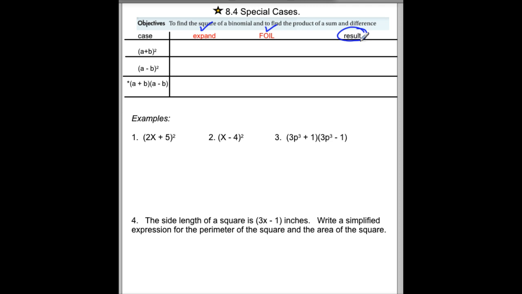So what do I mean by expand? What I mean is when you square something, it means to do it times itself. So for all of these down here.